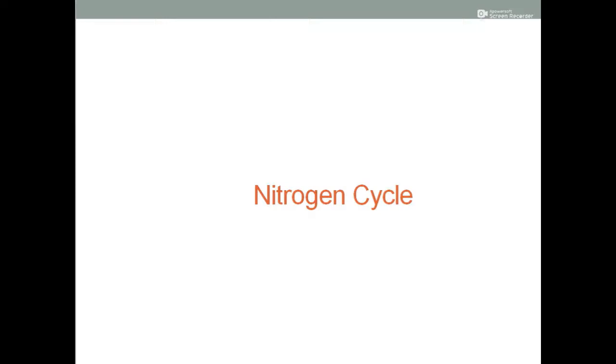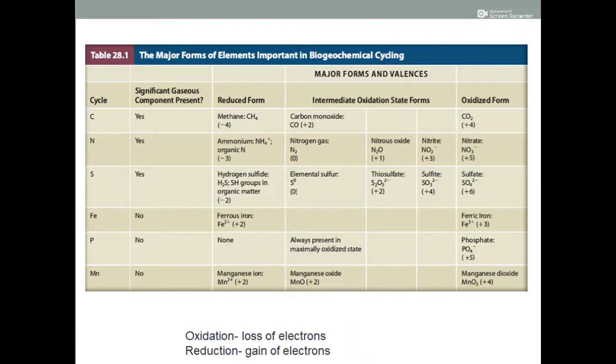Hi dear students, today we're going to talk about the nitrogen cycle. As we know, nitrogen can occur in different forms within the biogeochemical cycles. The completely reduced form, as we see here, is ammonium, NH4+, and you can find various other forms such as organic nitrogen, which has a charge of about -3. You have the oxidized forms such as nitrogen gas, then nitrous oxide, which is N2O.